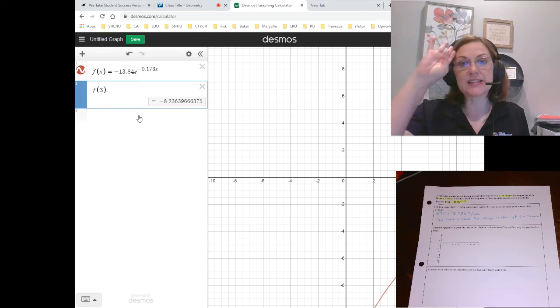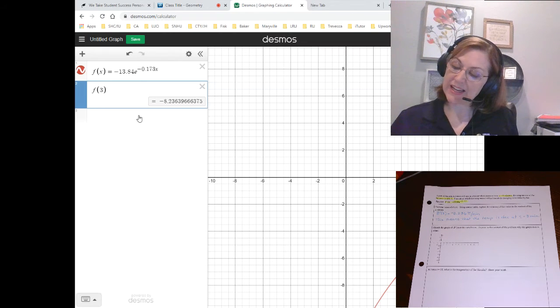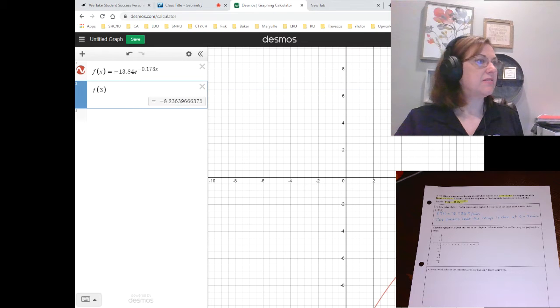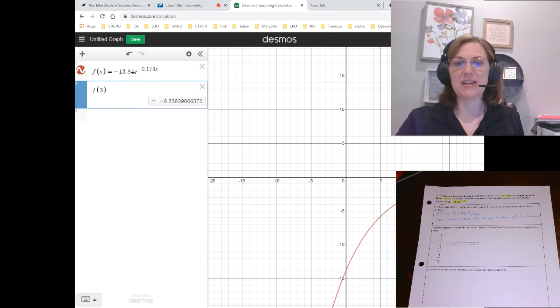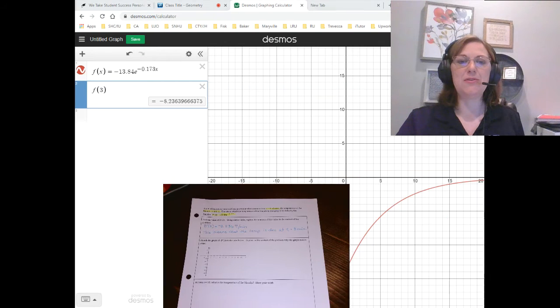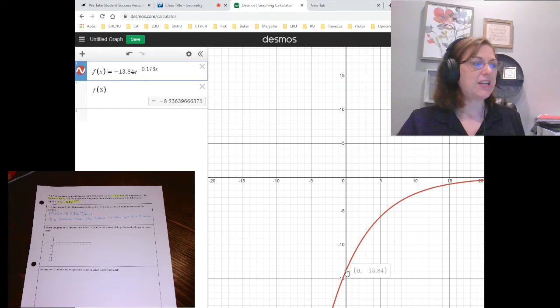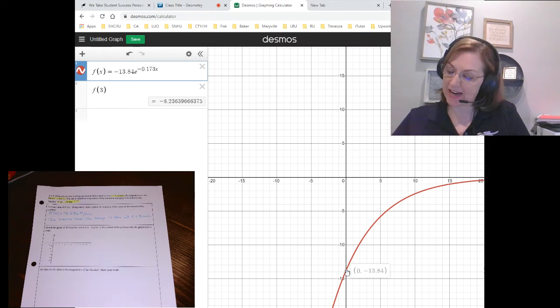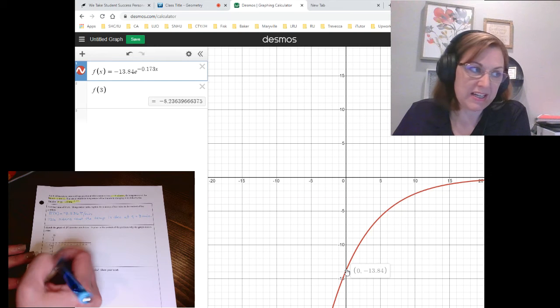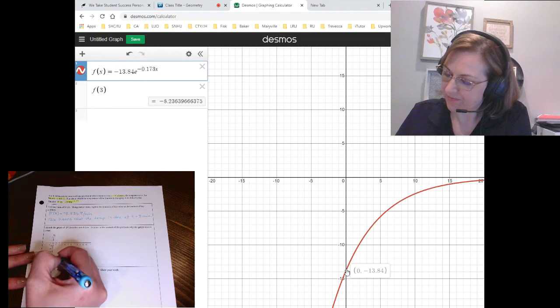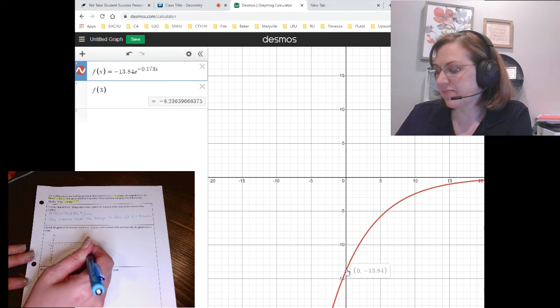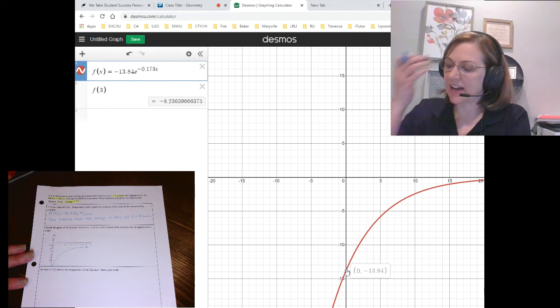Now, we're being asked to sketch a graph. So I'm going to use my graph from Desmos. Now I'm going to zoom out just a little bit. It'll give me a little bit more context. And I'm going to move my video there so you can see the graph a little bit better. It looks like it's hitting the y-axis pretty close right there to negative 13.84. So way down here. And we're just asked for a sketch.